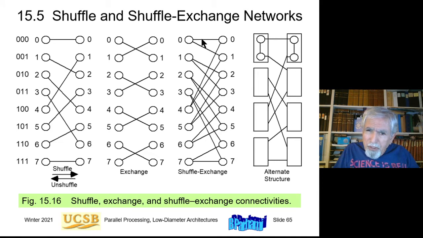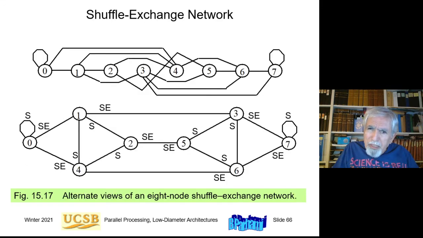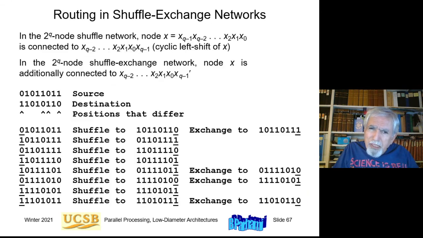So this is a shuffle connection. This is a shuffle exchange connection. This is a shuffle connection, 1 to 2. But because 2 is connected to 3, 1 to 3 is a shuffle exchange connection. So this pattern of connections between the two columns is known as shuffle exchange connectivity. Okay, why is this important? So this is a shuffle exchange network. I'll let you study it on your own.